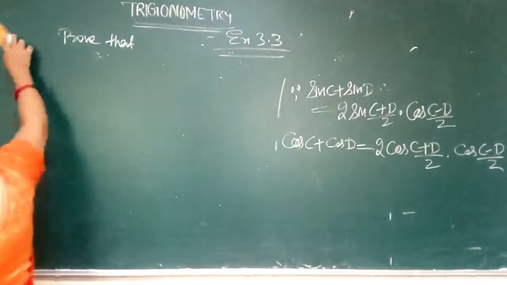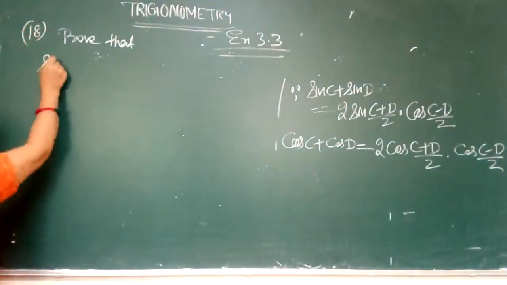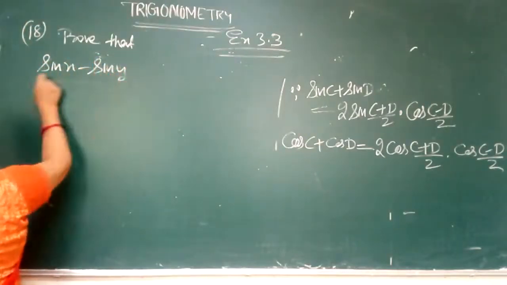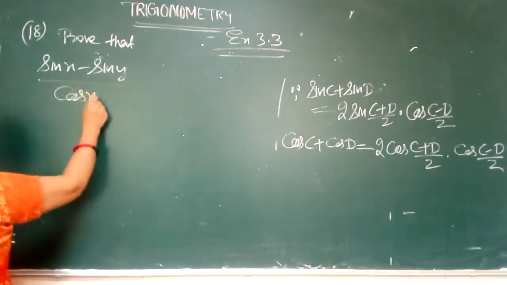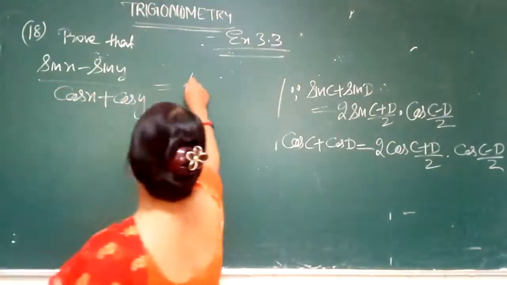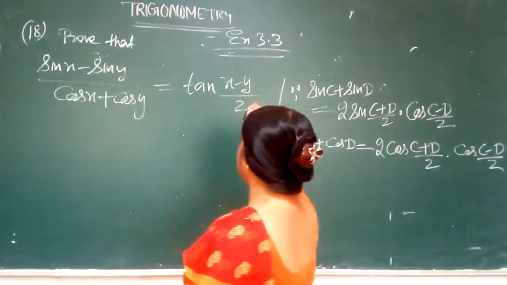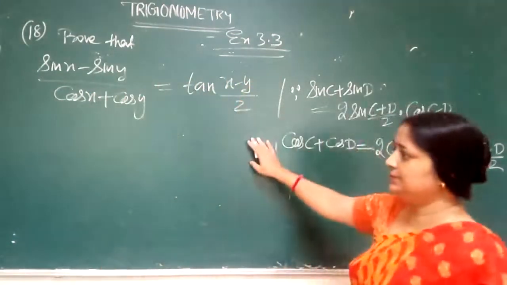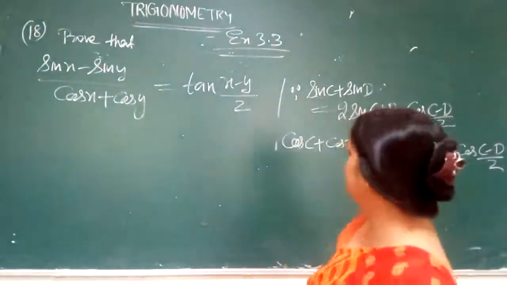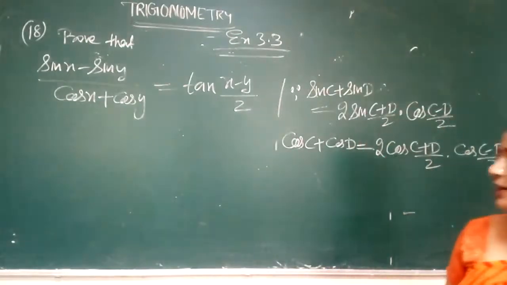So question number 18 is: sin x minus sin y upon cos x plus cos y is equal to tan of (x minus y) upon 2. Check the question. The question is (sin x minus sin y) upon (cos x plus cos y) is equal to tan of (x minus y) upon 2.